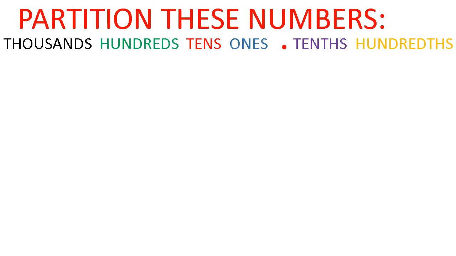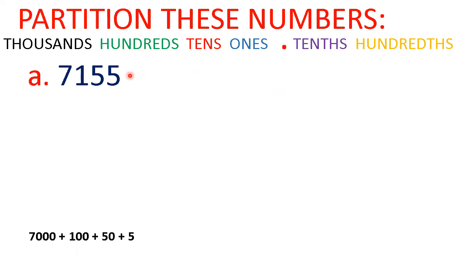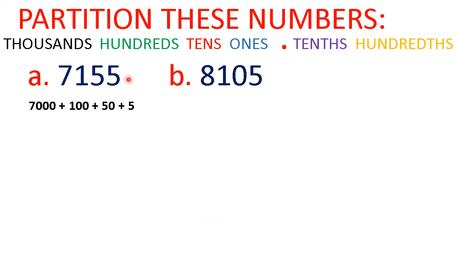Now let's check your answers. A, 7,155. This is partitioned into 7,000, 100, 50, and 5. B, 8,105. Here we have a placeholder in the tens. Partitioning of this number is 8,000 plus 100 plus 5.